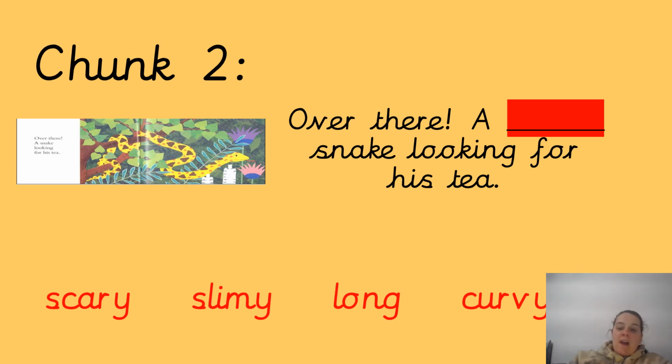So I've got scary, slimy, long and curvy. So I am going to pick slimy. Over there, a slimy snake looking for his tea. So I would then write the word slimy where my red bit is in my sentence. Okay, once you've done both of those sentences, please upload it to Class Dojo and I'll give you some dojos for your work.